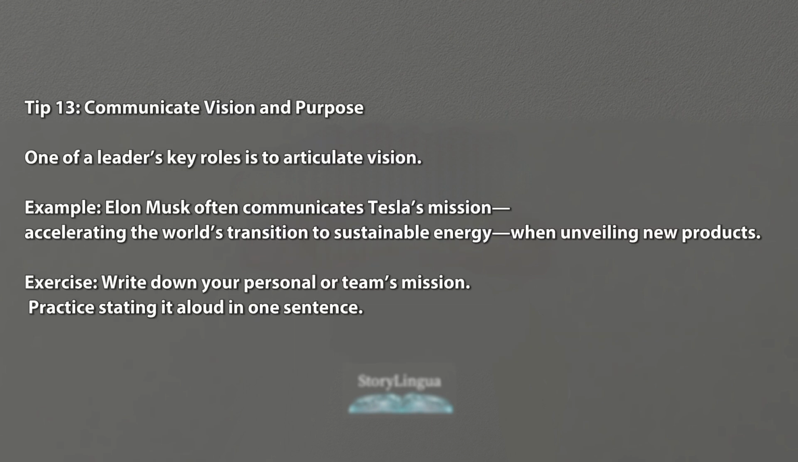Tip 13. Communicate vision and purpose. One of a leader's key roles is to articulate vision. Example: Elon Musk often communicates Tesla's mission, accelerating the world's transition to sustainable energy, when unveiling new products. Exercise: write down your personal or team's mission. Practice stating it aloud in one sentence.